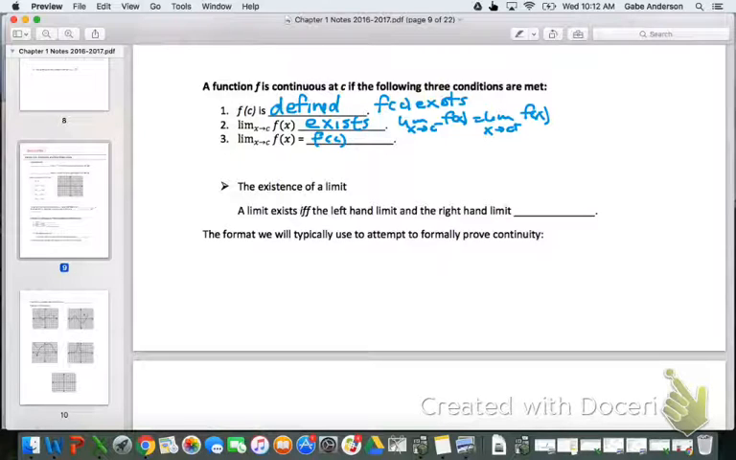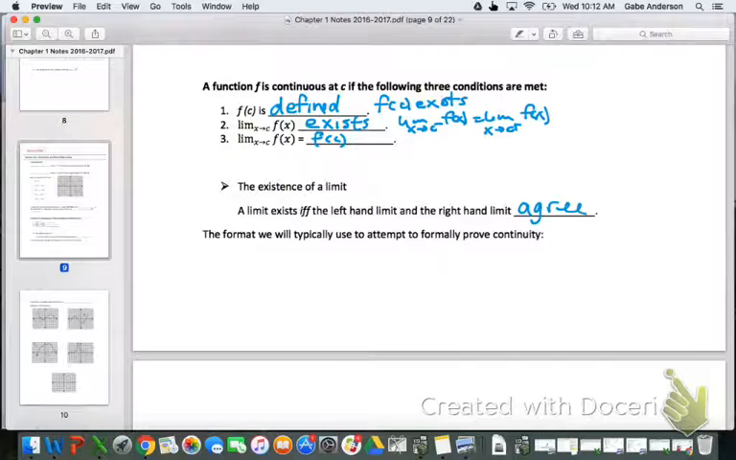So each of these 3 parts basically deal with a different type of discontinuity. Part 1 guarantees that there's not a vertical asymptote at c. Number 2 guarantees that we don't have a jump at c. And number 3 guarantees that we don't have a removable or a gap discontinuity. We'll talk about that here in a second. So the limit exists if and only if the left and the right hand limit agree with each other.